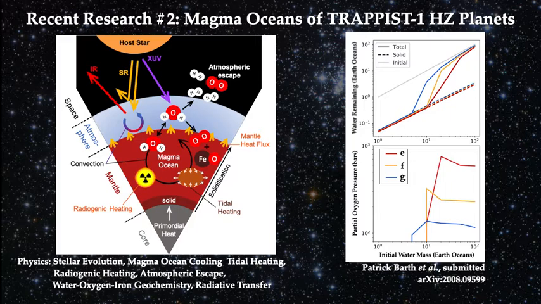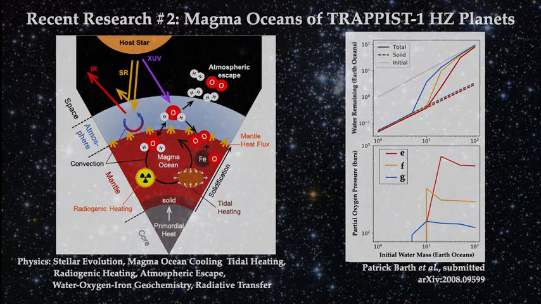up. The right shows some results from some simulations in which we plot the final water and oxygen content as a function of initial water content at the end of the magma ocean phase. As expected, planet E loses the most amount of water and builds up the most amount of oxygen, but crucially we see that water and oxygen could be present in all three planets. If you're interested in more about this research, I encourage you to check out the paper from Patrick Barth, which is also available on the arXiv.